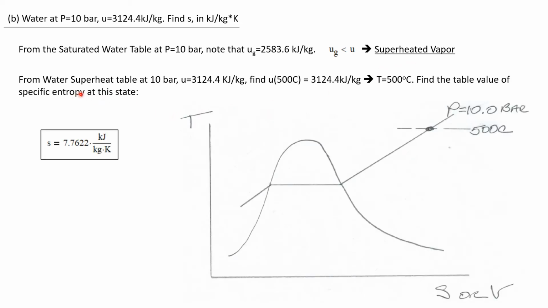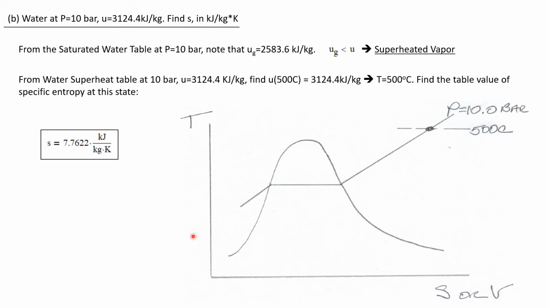So now I'm going to go to the water superheat table at 10 bar, and I'm going to look for an internal energy of 3124.4 kilojoules per kilogram. And I'm going to find it in the row that has a temperature of 500 degrees C. And it's exactly the same value that I was given here. Therefore, we know that we don't need to interpolate, that the temperature of this phase is 500 degrees C, and it has the internal energy that we were given.